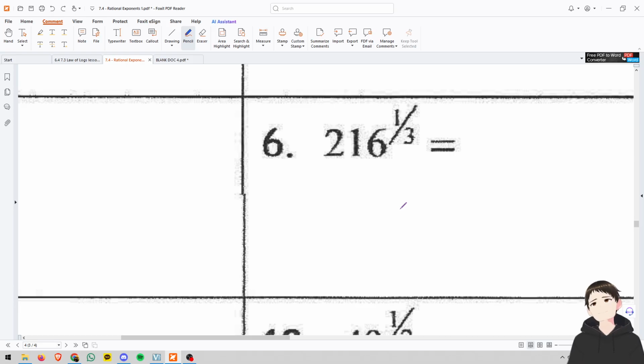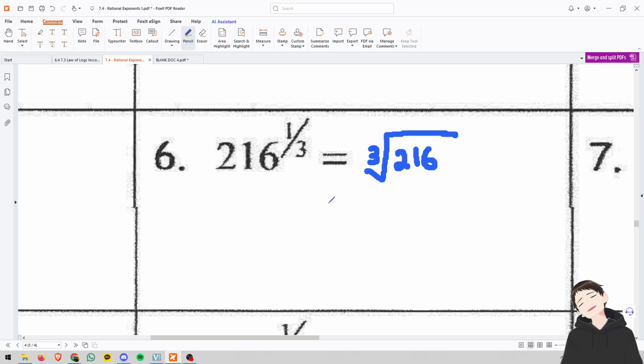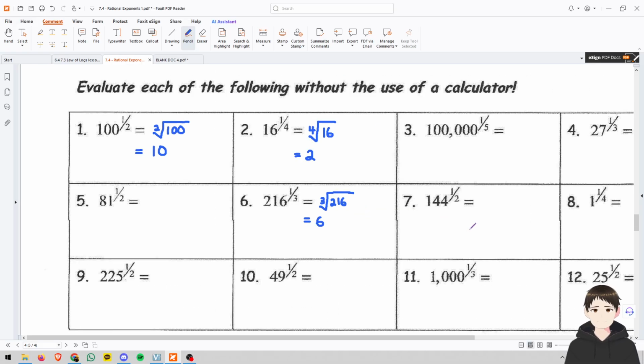We'll do a hard one. Even here, it's just a matter of your number sense. 1 over 3 means this is the 3rd root of 216. 2 times 2 times 2, 8. Too small. 3 times 3 times 3, 27. 4 times 4 times 4, 64. 5 times 5 times 5, 125. The answer to this is just 6, because 6 times 6 times 6 gives you 216.